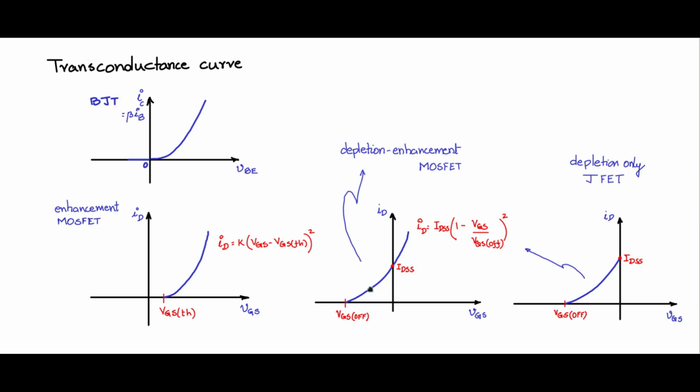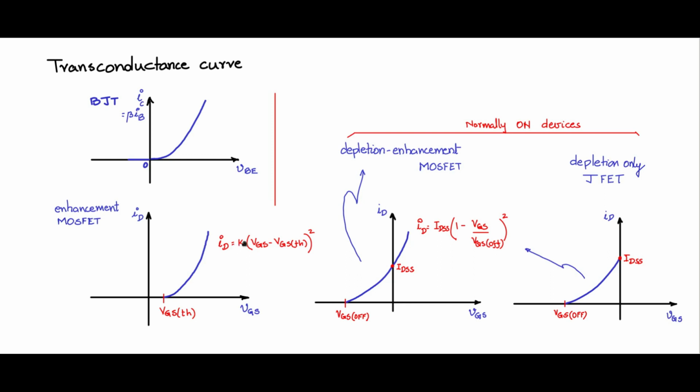So remember that these two devices, the depletion enhancement MOSFET and the JFET, are normally on, meaning that when VGS is 0, they are on. They are normally on devices. Only when you make VGS go negative, they gradually start going towards the off condition. At VGS off, they become fully off.